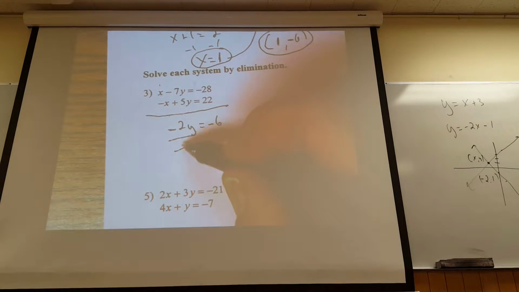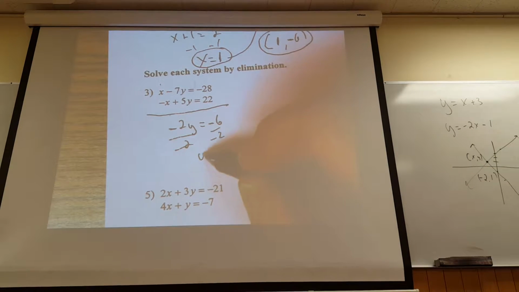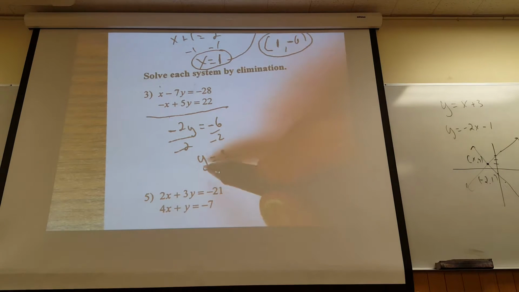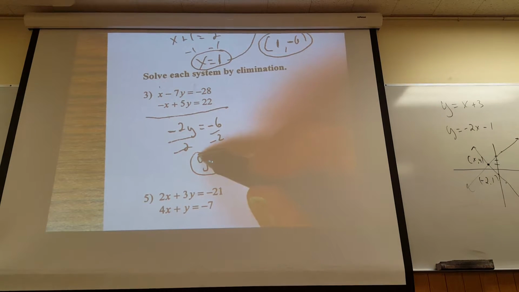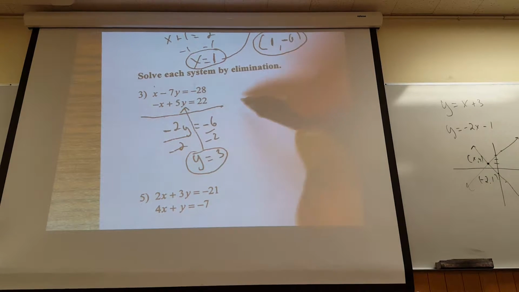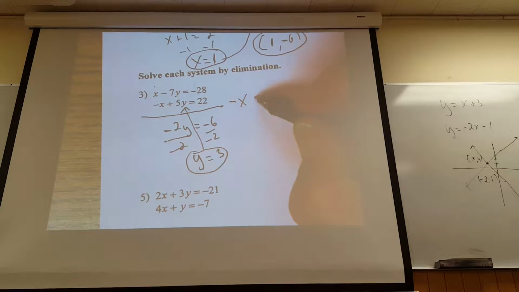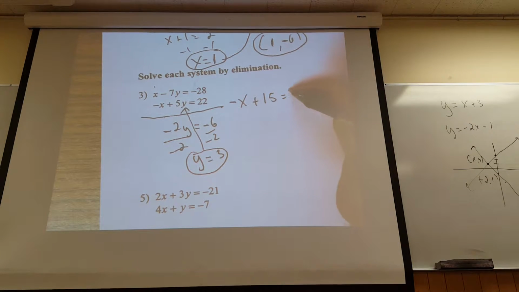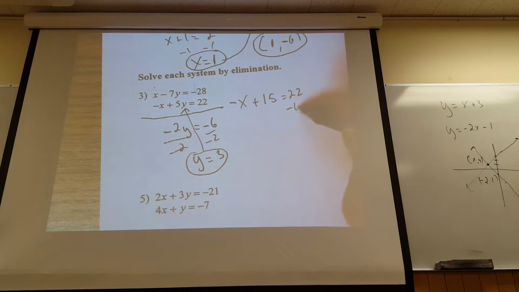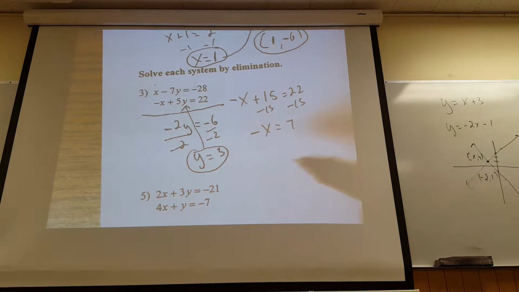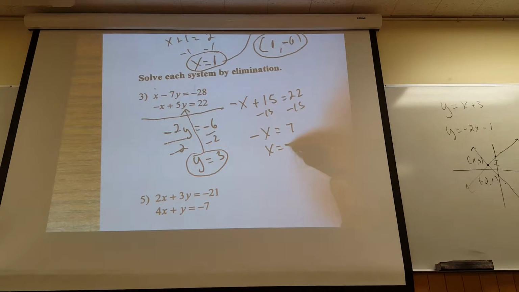So when you divide by negative 2, y equals 3. Okay, now to find x, y equals 3 goes up in any of these. So if I put it there, that's negative x plus 15, 5 times 3, equals 22. When you minus 15, negative x equals 7. So x equals negative 7.